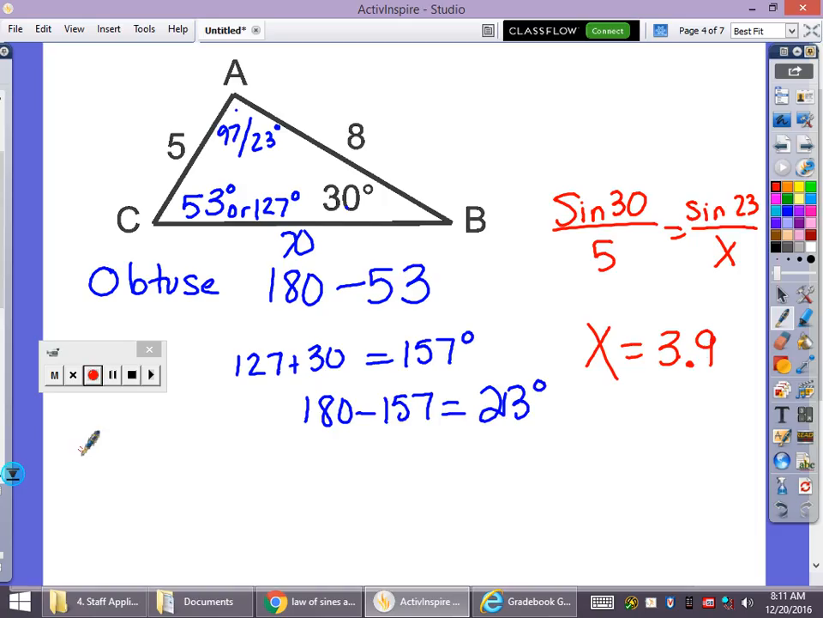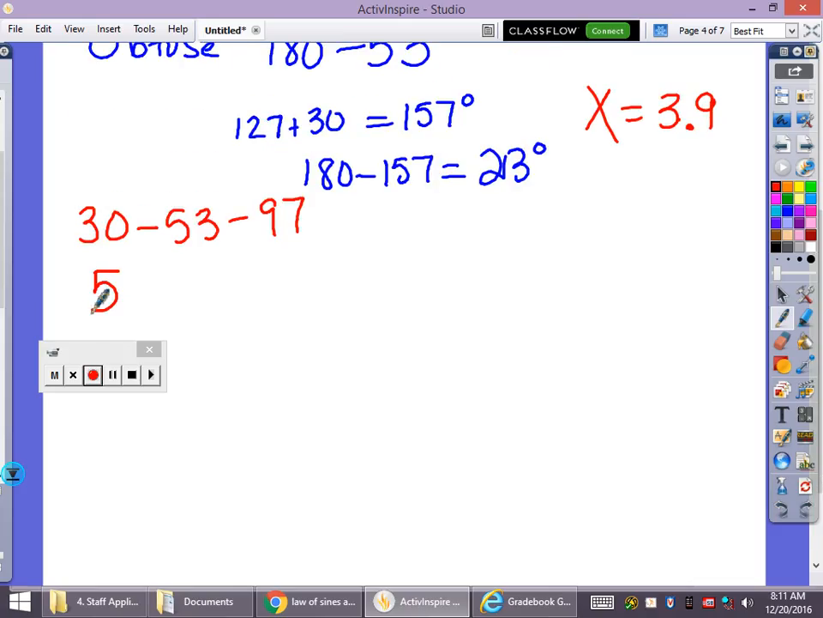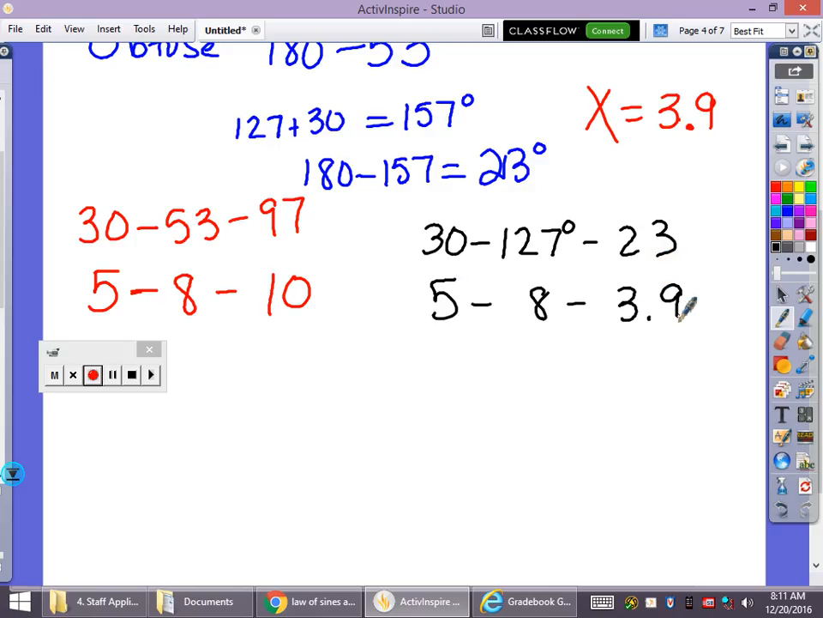It's fine, 3.9. So again, as I was saying, this is the worst case scenario. So we would have either had 30, 53, 97. Look how I'm writing this, guys. These would have been my angle measures. And then I would have had 5, 8, 10, right? Or I could have had 30, 127, 23, which would have been 5, 8, and 3.9. Those are all the possibilities. It looks like a locker combination, yes. You need to write all your scenarios. Yes, that is the worst case scenario.